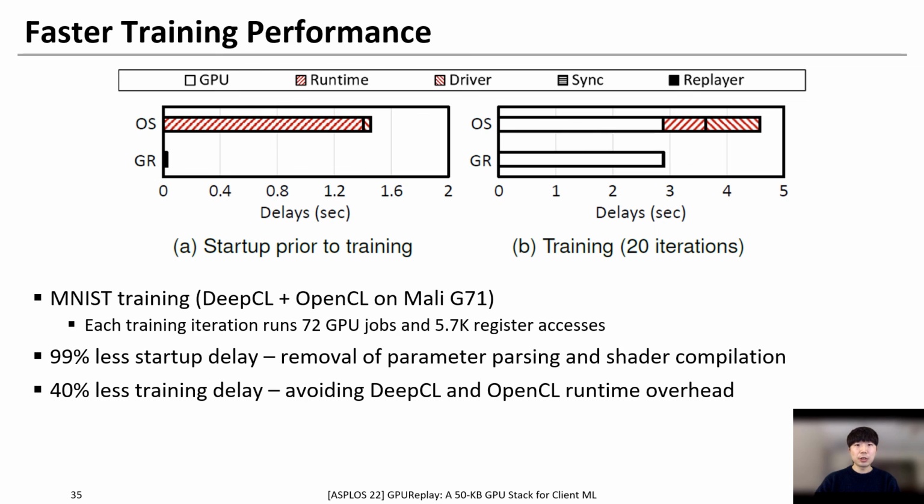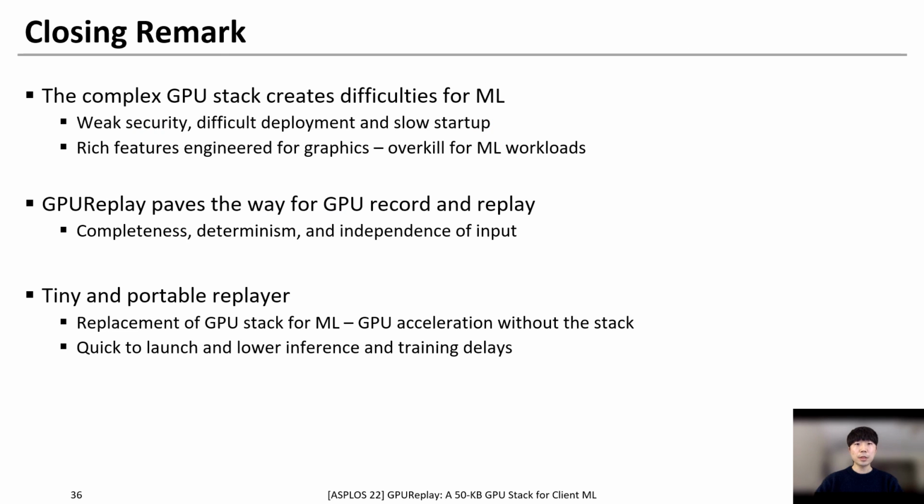Lastly, we measure the training delays for the MNIST network using the DeepCL plus OpenCL configuration. On each training iteration, it runs 72 GPU jobs and 5.7K register accesses. Similar to the inference measurement, we get faster training performance. Specifically, our replayer reduces the startup delay by 99% and the training delay by 40% since it removes unnecessary delays and runtime overhead. Let me conclude the talk.